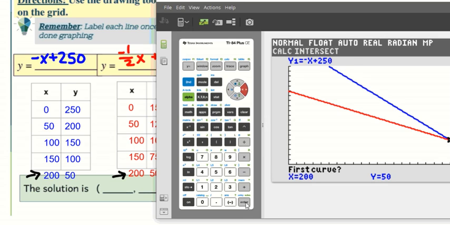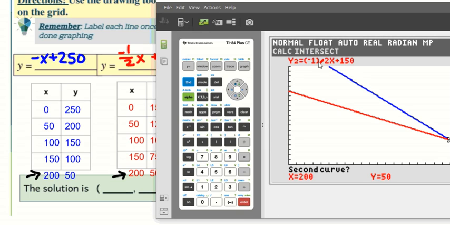And we're going to click enter. Now the marker moves over to our second curve or our second line, the red line. And it's already there on that point, so we're going to click enter again. Do we want our calculator to guess the exact point? Yes, we do, so we hit enter again. And there it is, your point of intersection. The x value is 200 and the y value is 50.